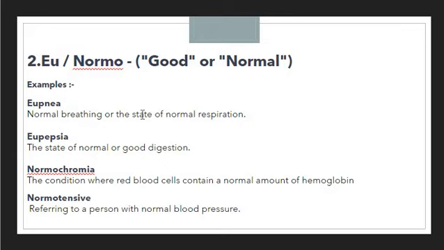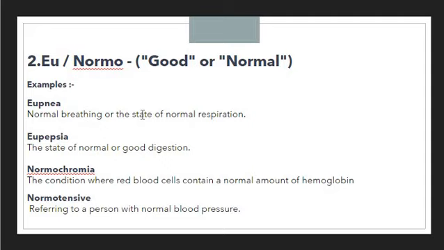Okay, the condition where red blood cells contain a normal amount of hemoglobin. So whenever you want to show a sense of normality or good, in that case you will use the prefix normo. Clear? Then we have normotensive. Normotensive means referring to a person with normal blood pressure.